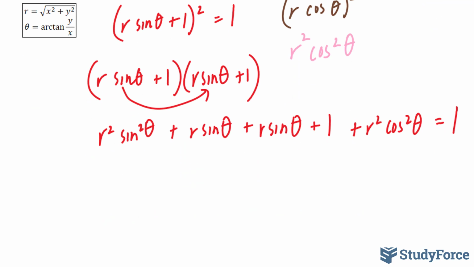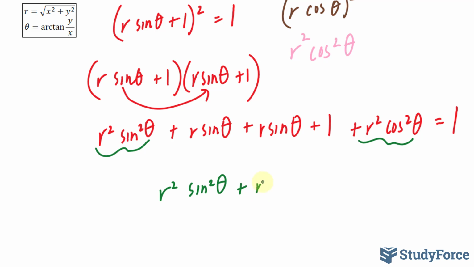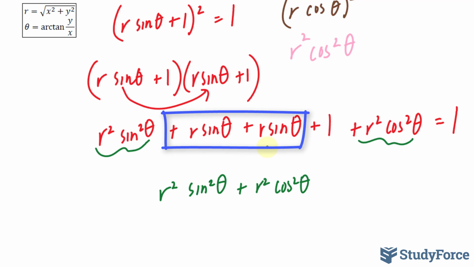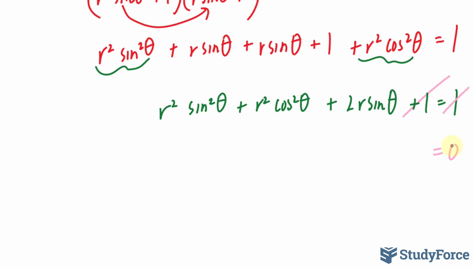The reason why this has been given a medium level difficulty is because you need to use some identities to figure this one out. I'll group this term and this term together, where I have r squared sine squared theta plus r squared cosine squared theta. In addition, these two can be combined. 2r sine theta plus 1 is equal to 1. This 1 and this 1 will cancel out. Just imagine taking this 1 over, it becomes 1 minus 1. So the right side is equal to 0.